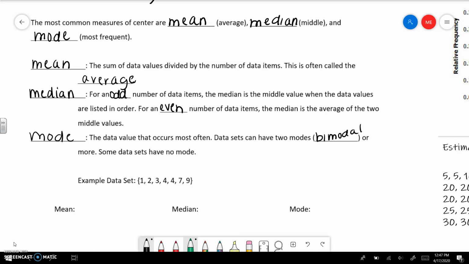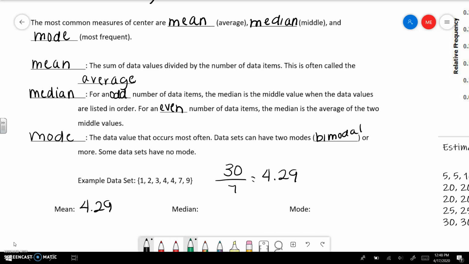So this example data set is already in order for us. So we need to go ahead and add up the data values and divide them by how many there are. So adding 1, 2, 3, 4, 4, 7, and 9, we get 30. And there are 1, 2, 3, 4, 5, 6, 7 values. And when we divide 30 by 7, we get 4.29 approximately.